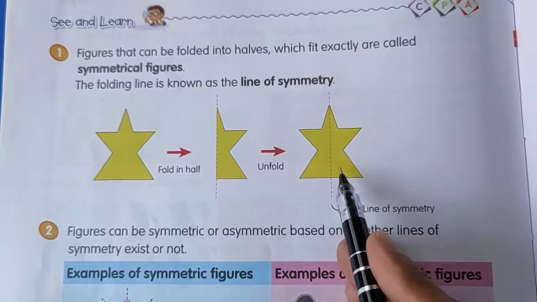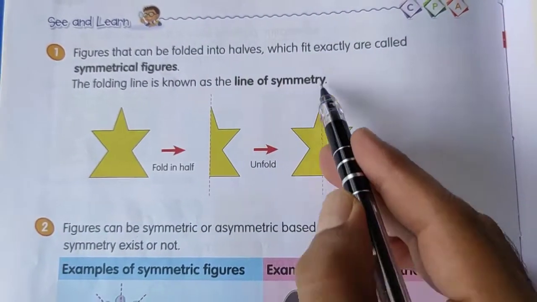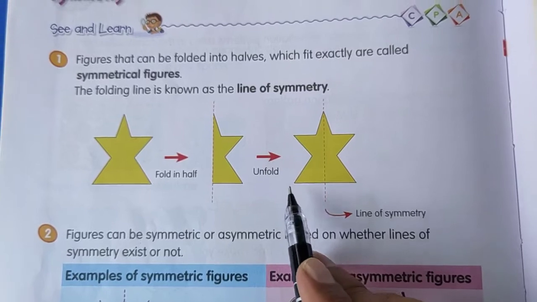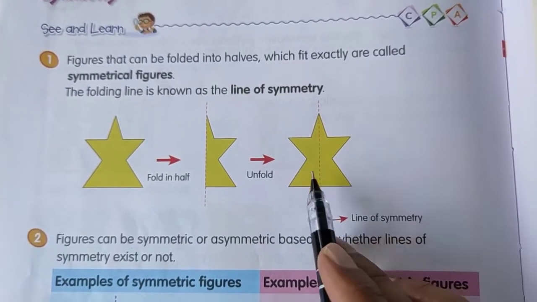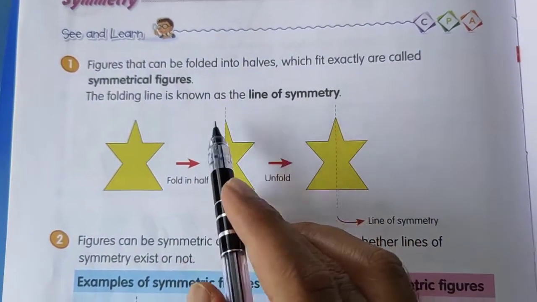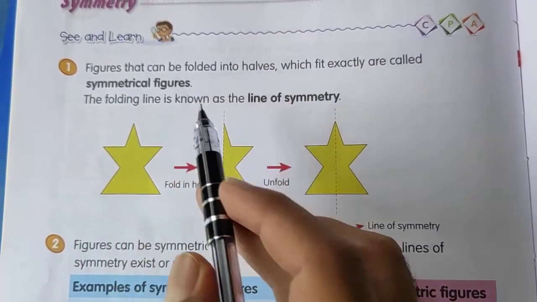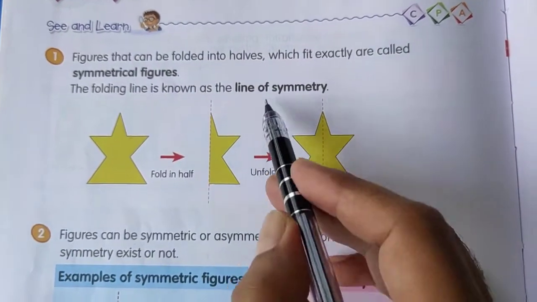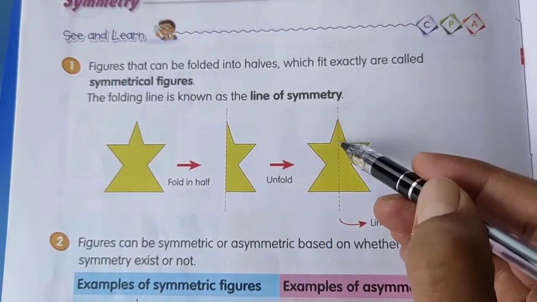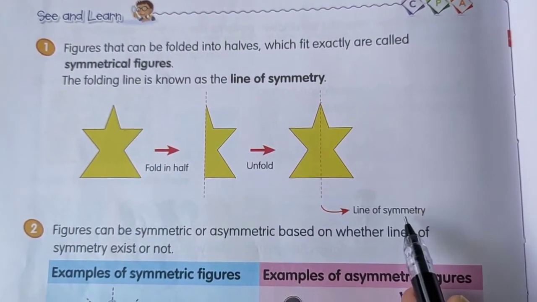So whenever such a condition is there, when we fold that diagram exactly at one line, the two parts will be identical to each other. For such diagrams we say those are symmetrical diagrams, and that line is called the line of symmetry. This dotted line is the line of symmetry.